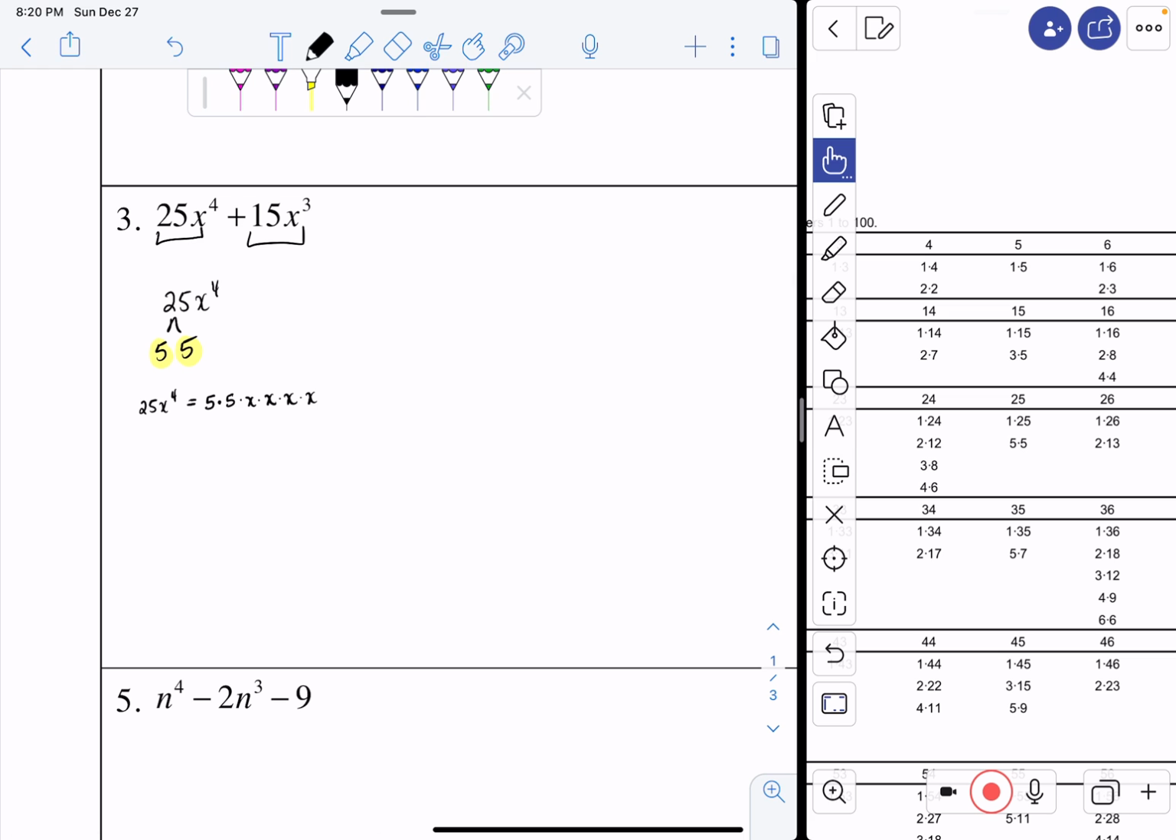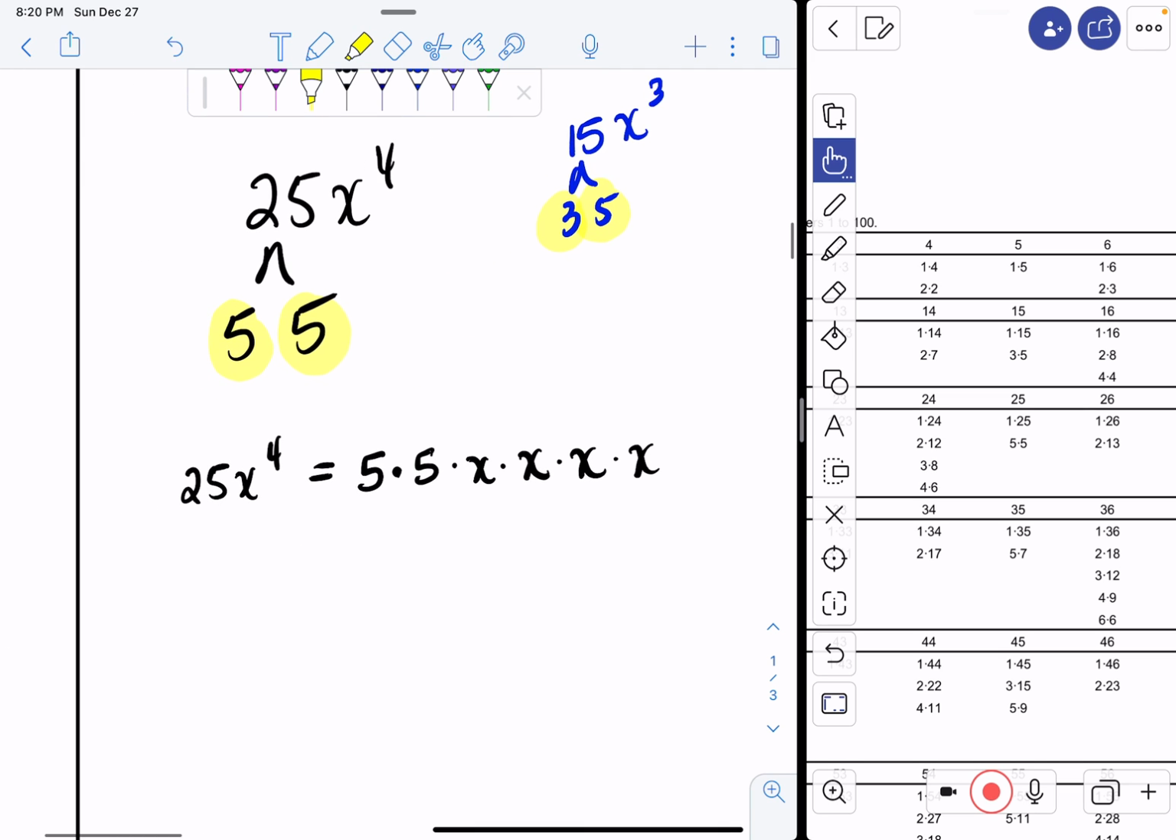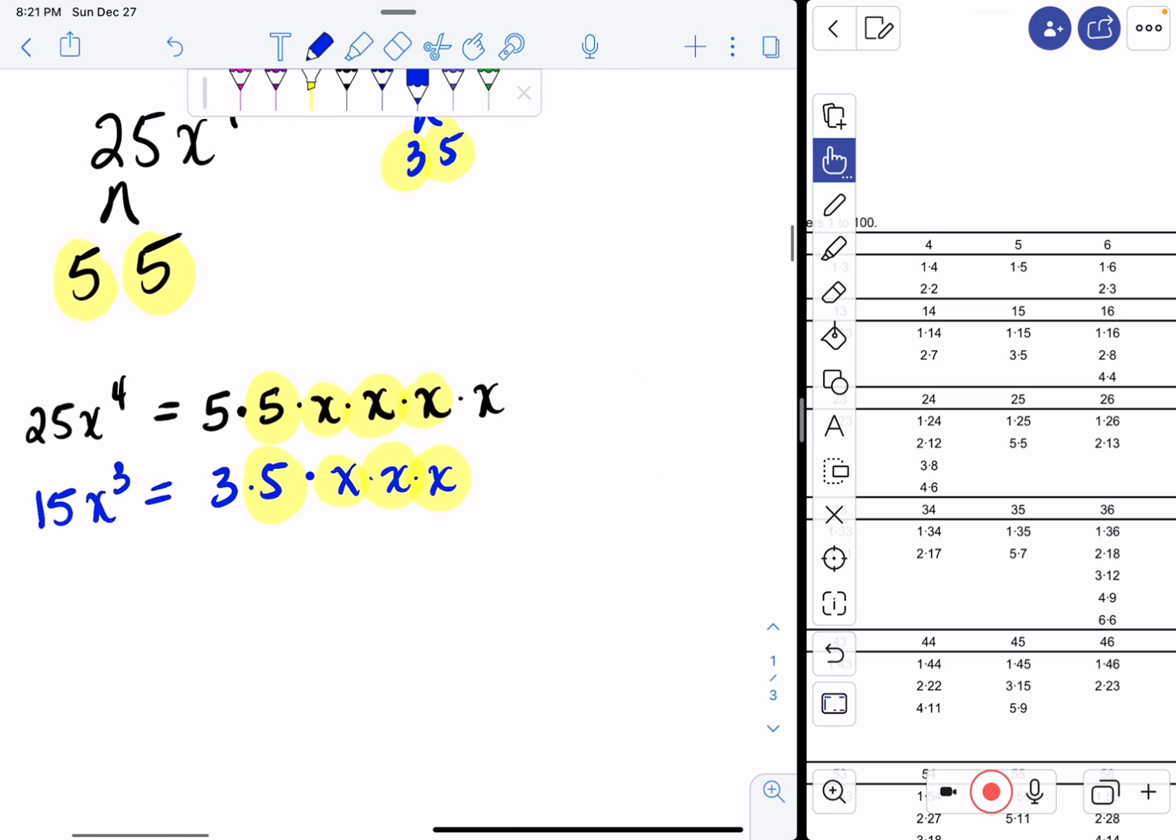Now I have 15x cubed. 15, I can break apart as 3 and 5, and I know those are both prime, so I'm going to highlight them. So I can say 15x cubed is 3 times 5, and I'm going to write 3 x's. Now I highlight what's in common. Well, they both have a 5, and they both have 3 x's. 1, 1, 2, 2, 3, 3. So my GCF is going to be 5 times x times x times x.